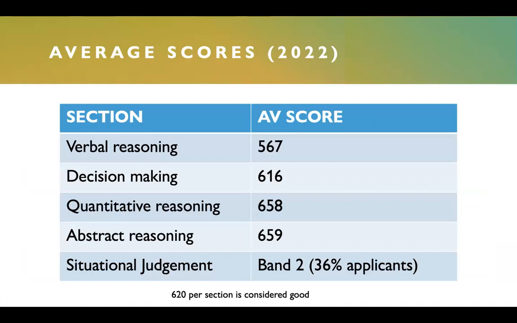So, average scores for last year. There were about 36,000 people, I think, who sat the UCAT, from what I remember from the website. In verbal reasoning, people scored 567. As you can see, it is quite a difficult section, one that a lot of people find hard. Decision making was 616. Quantitative reasoning was 658, and abstract reasoning, where people did the best, was 659. In situational judgment, about 36% of individuals got a band 2 and 20% got a band 1, and I think the rest got band 3 or band 4. But again, you can have a look at all the information online.